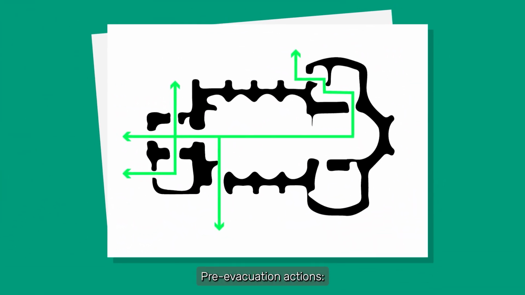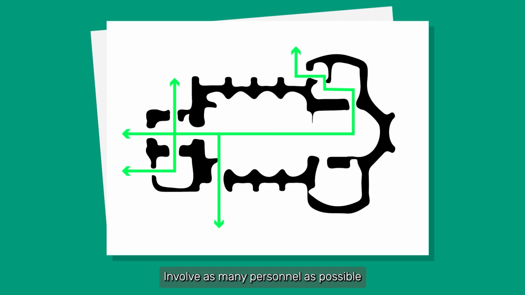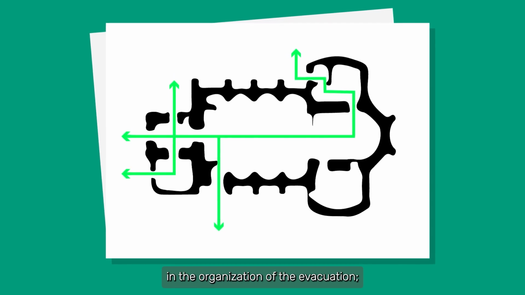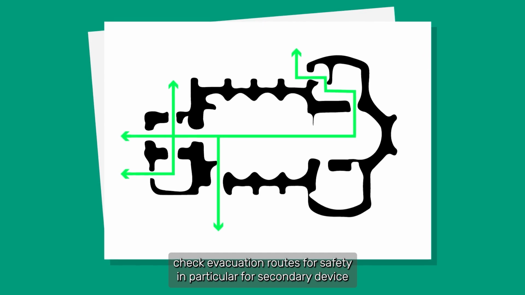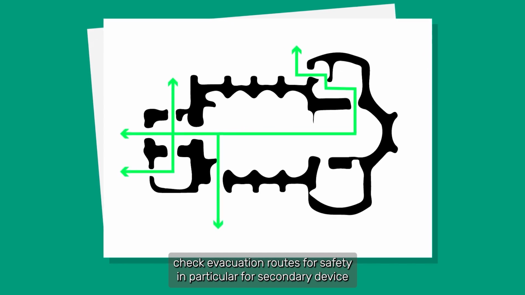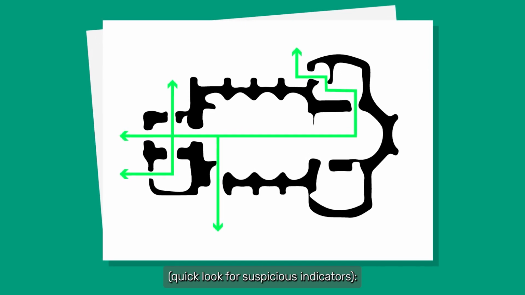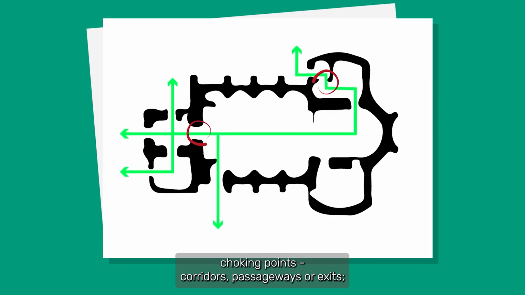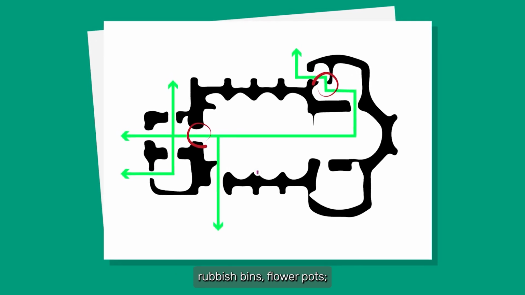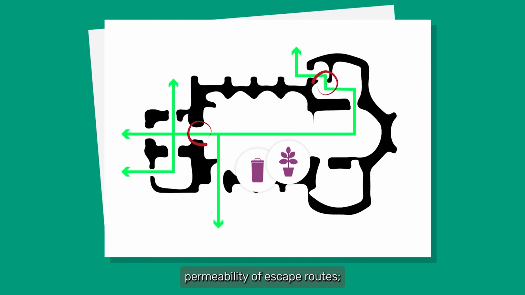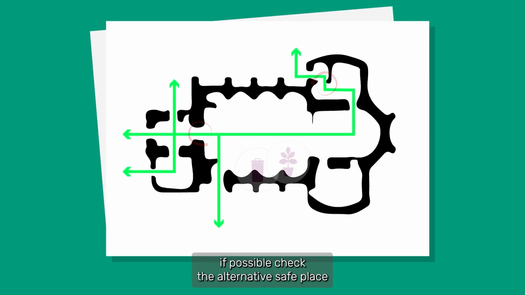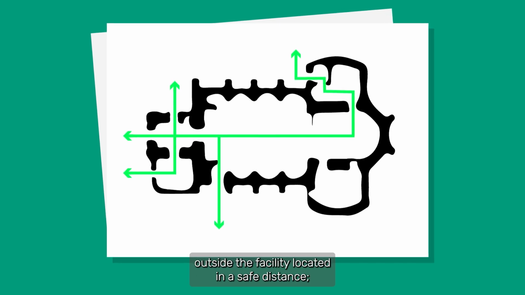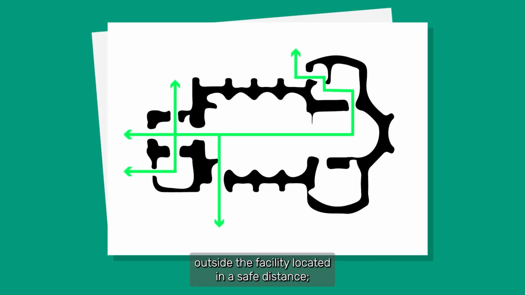If possible, perform pre-evacuation measures. Pre-evacuation actions involve as many personnel as possible in the organization of the evacuation. Check evacuation routes for safety, in particular for secondary devices. Take a quick look for suspicious indicators, choking points, corridors, passageways or exits, rubbish bins, flower pots, permeability of escape routes, permeability of emergency exits. If possible, check the alternative safe place outside the facility located at a safe distance.